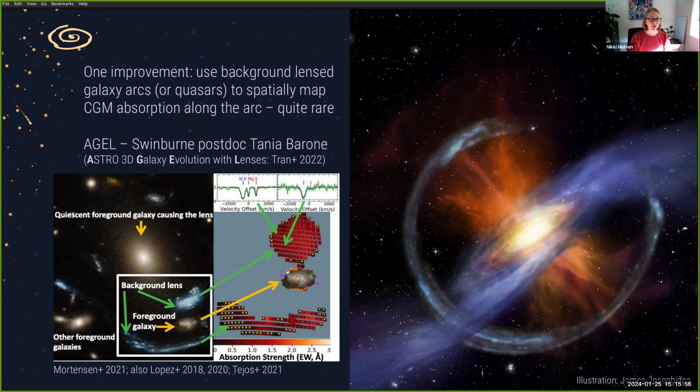So this Mortensen paper has a couple hundred absorption sightlines through this foreground star-forming galaxy. And there seems to be some interesting outflow structure here.